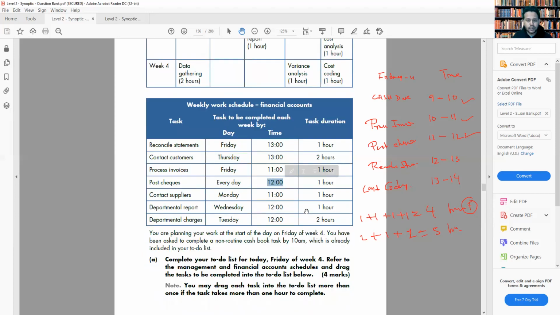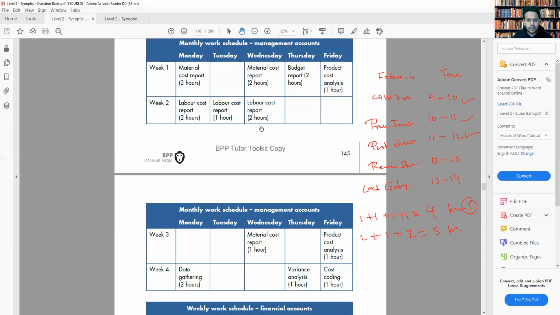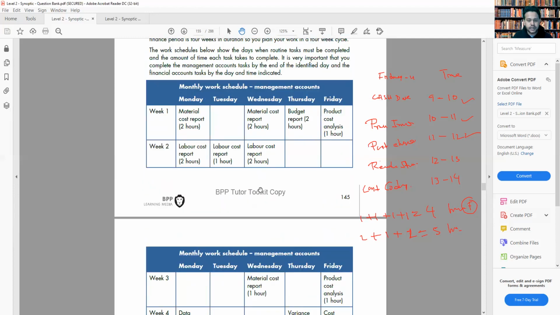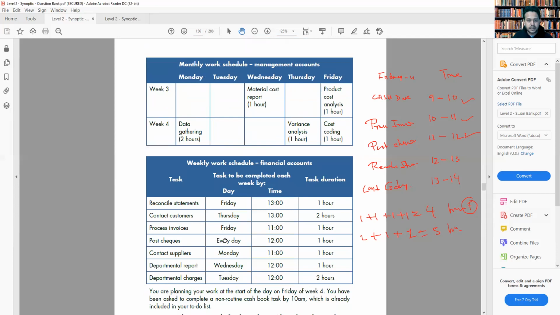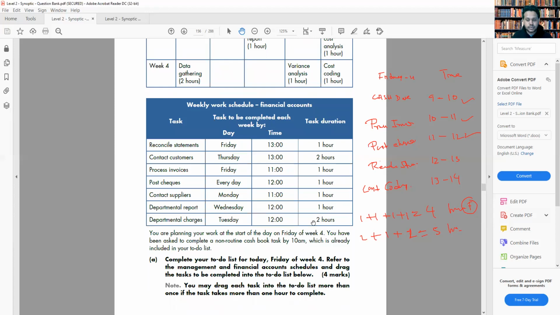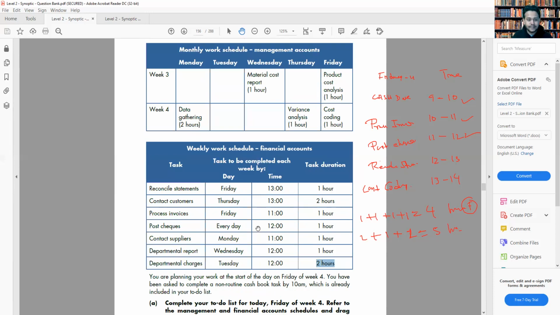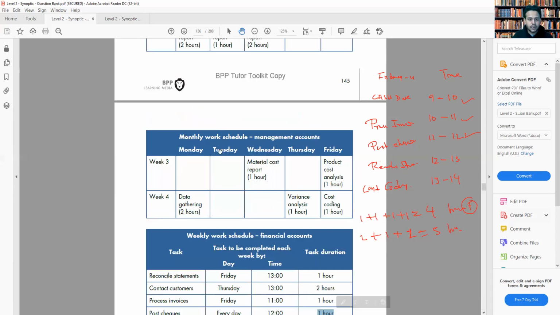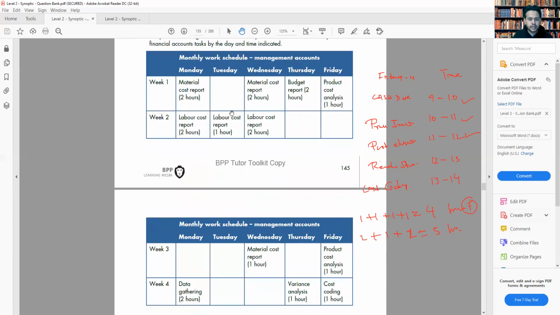Then Wednesday, I work 1 hour here, and 2 hours maximum for management. So 3 plus 1 every day, so 4 hours is the maximum for Wednesday. And on Tuesday, I work 2 hours for the financial, plus every day 1 hour, so that is 3. But on Tuesday I work 1 hour only for management.